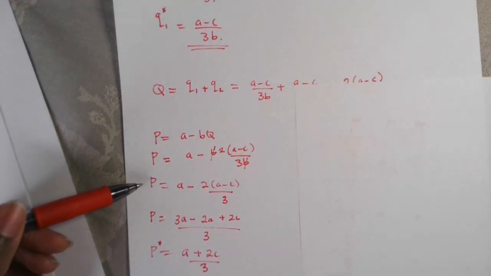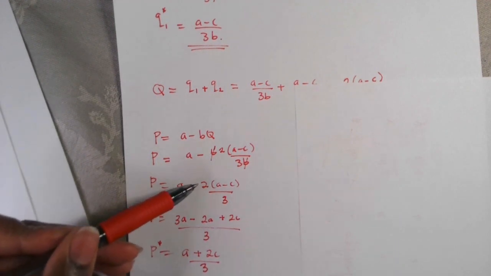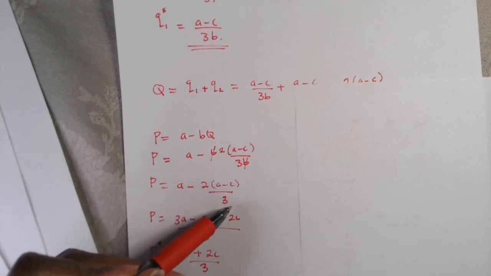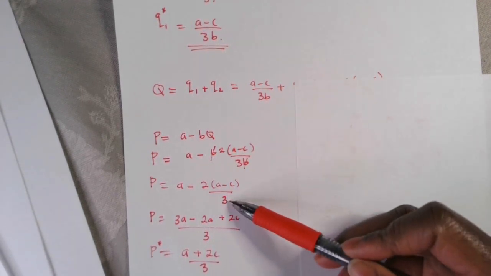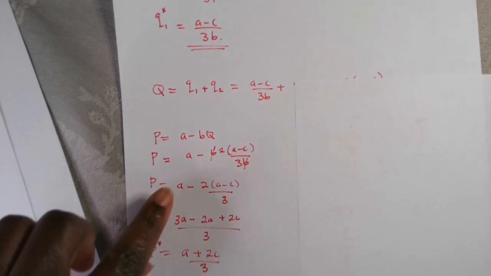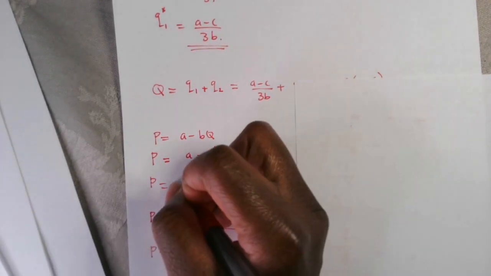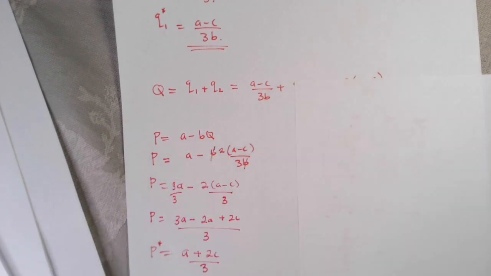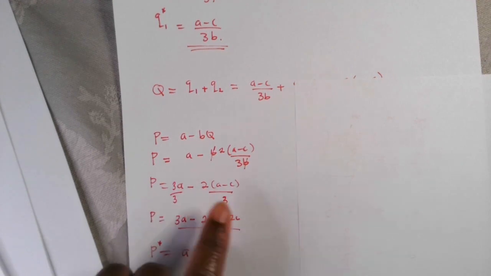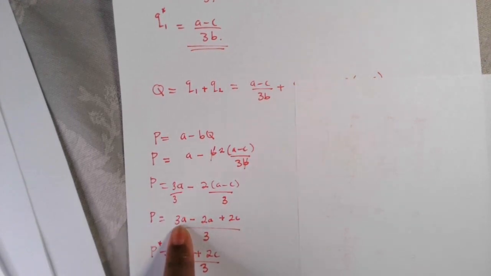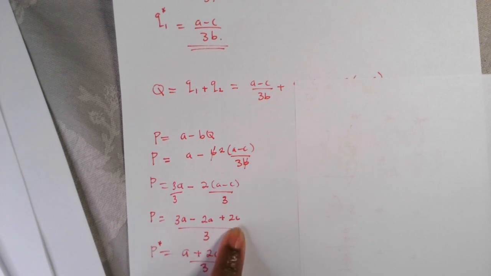So from here, I have P equals a minus 2 times a minus c over 3. Remember, that b cancels that b, and so that's why it's no longer there. Now from here, I can pull that little trick again, divide and multiply by 3, so I can get common denominators. So this is how I got 3a minus 2a plus 2c over 3. And the final answer is a plus 2c over 3 for optimal price.